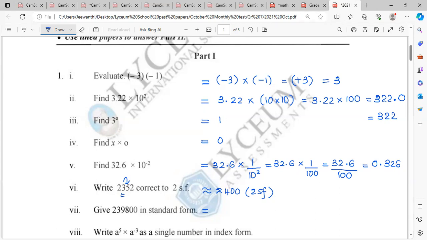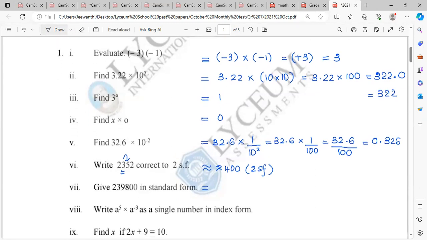If that next digit is 5 or more than 5, we need to add 1 to the underlying number. So then that becomes 2400, right? So then I will move to the next question.